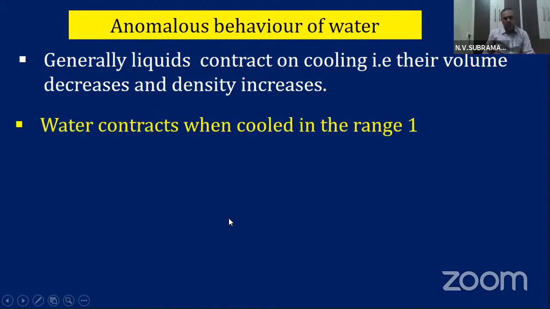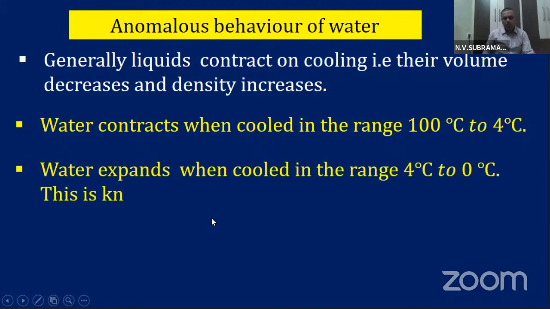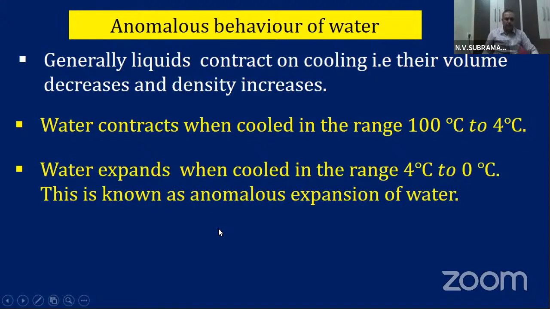Water contracts when cooled in the range 100 degrees to 4 degrees. This is normal behavior, I explained. But water expands when cooled in the range 4 degrees to 0 degrees. This is known as anomalous expansion of water. What is this known as? Anomalous expansion of water. Okay, children.